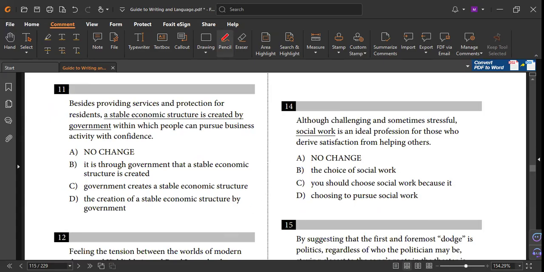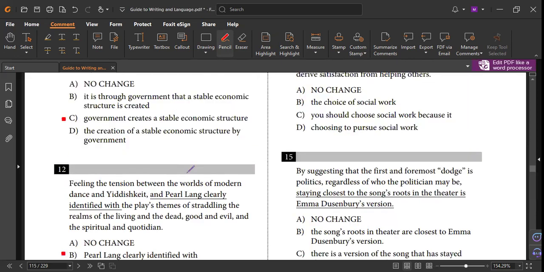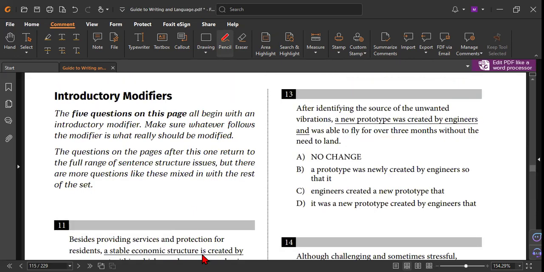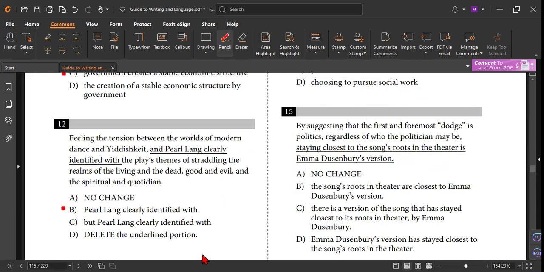11C. And the 11, it's letter C, right? 12B. 12B correct. Fantastic. 13C. 13C correct. 14A. Number 14A correct. 15D. 15D correct.